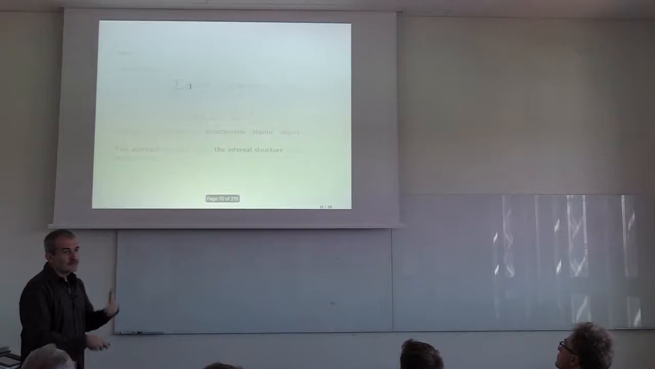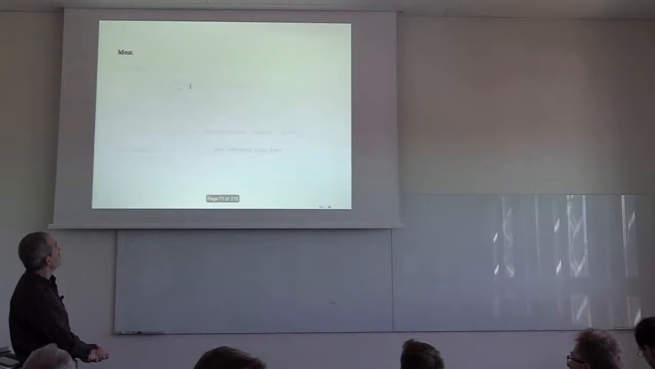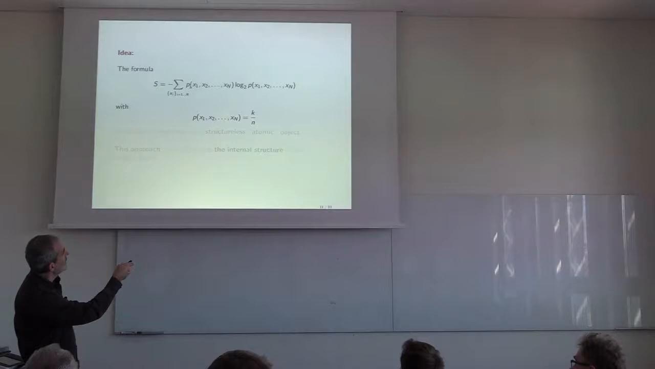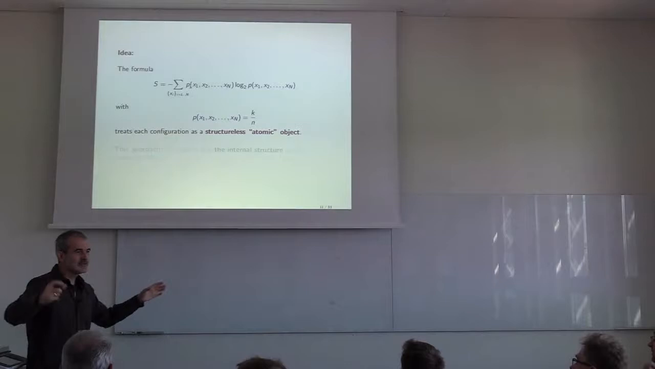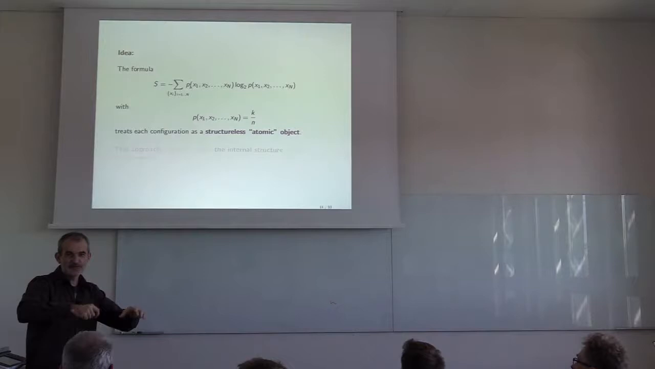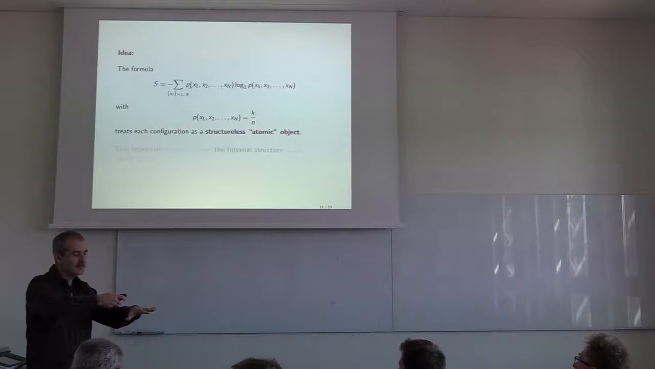Okay, so what idea, what approach could one try to use? Let us go back to the previous formula. If we look at the entropy just from the point of view of counting configurations, basically what we do is treat each configuration as a kind of structureless atomic object. We forget about how it's made of spins, and whether there are any irregularities between the spins. We just say this is a distinct configuration, and we forget all the internal details and only count the occurrences.